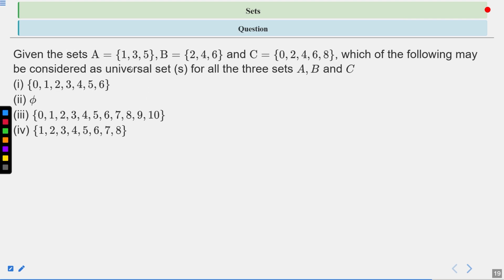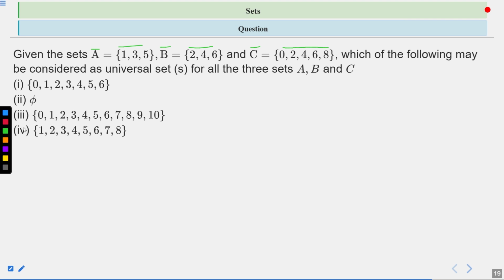Now this question. Sets are given to us. A set with 3 elements 1, 3, 5. B set with 3 elements 2, 4, 6. And C set with 5 elements 0, 2, 4, 6, 8. And which of the following may be considered as universal set for all the 3 sets A, B, C.